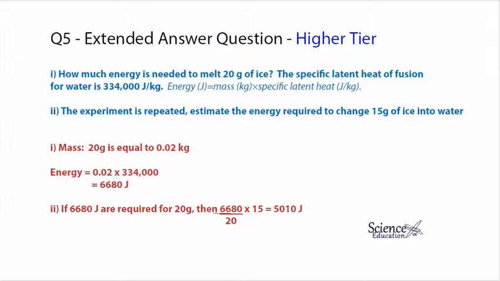of 6,680 joules. And from basic mathematics, the second part comes, if we've got 6,680 joules for 20 grams, then if we divide this by 20 and just multiply by 15, we'll find out how much energy we need for 15 grams, which is 5010.